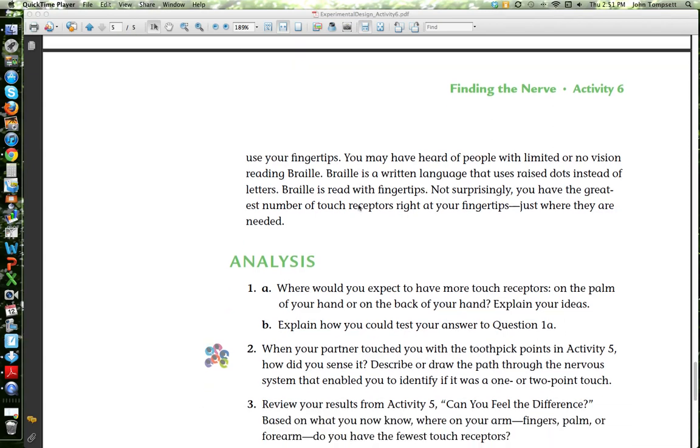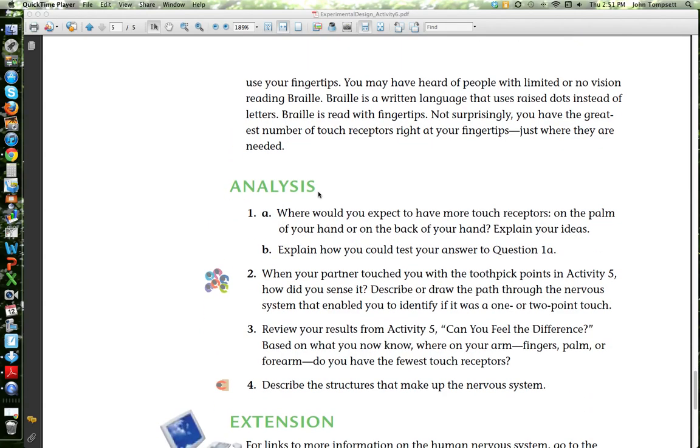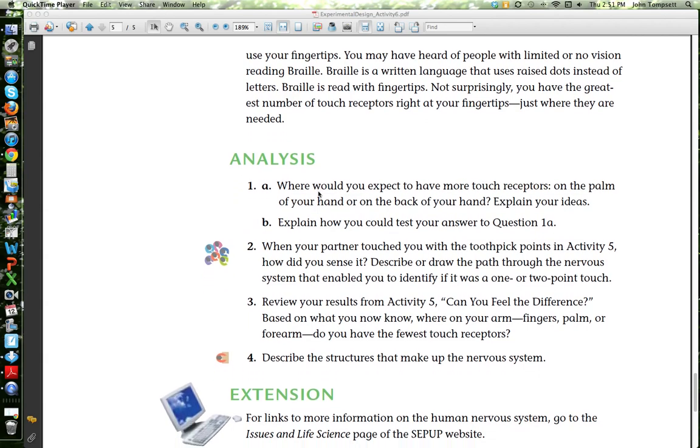So here are the analysis questions. There are 4 of them. When you answer analysis questions, your teacher will tell you how you should do that and which ones you should do, but let me read them for you. 1A, where would you expect to have more touch receptors? On the palm of your hand or on the back of your hand? And then make sure that you explain why you think that.